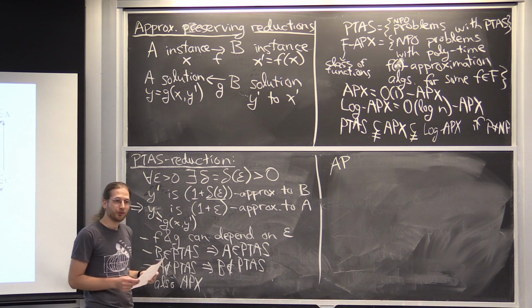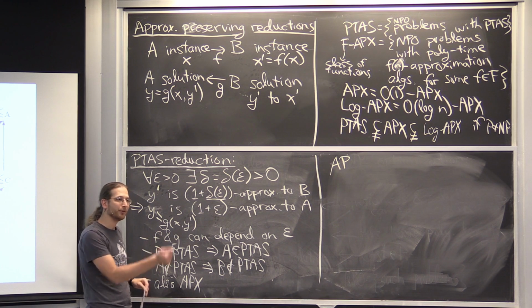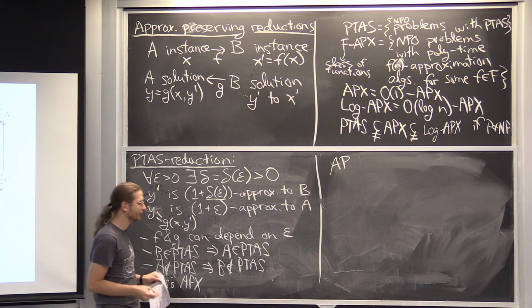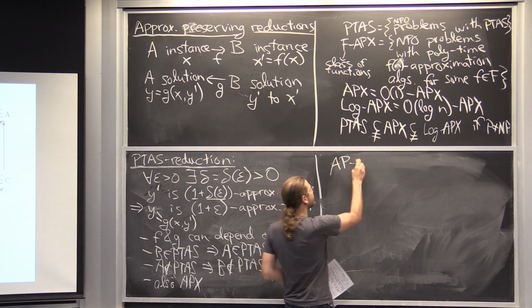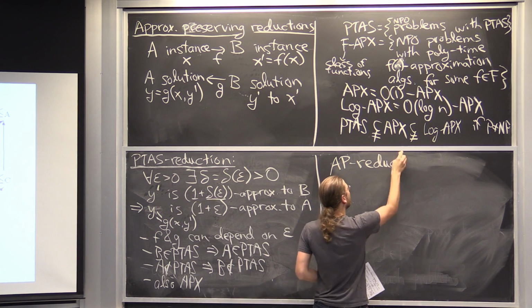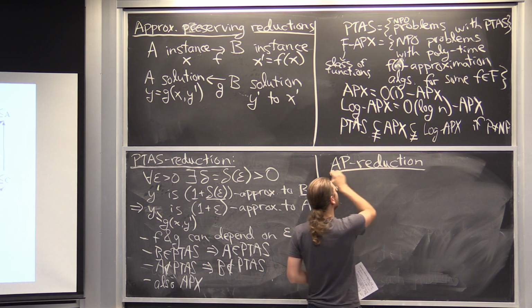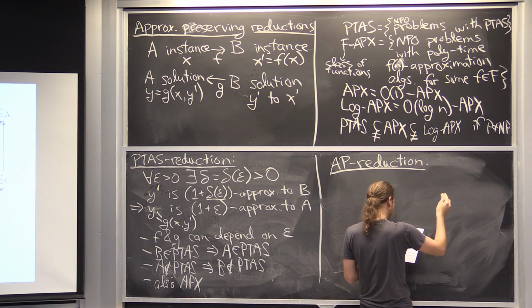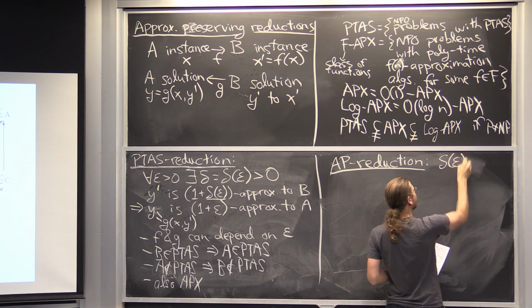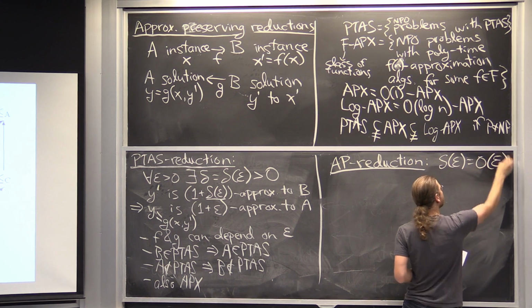Also, reduction chain. So if A reduces to B and B reduces to C, then A reduces to C. Okay, all the usual things you expect. Some special cases of interest are AP reduction. This is when the delta function is linear in epsilon.